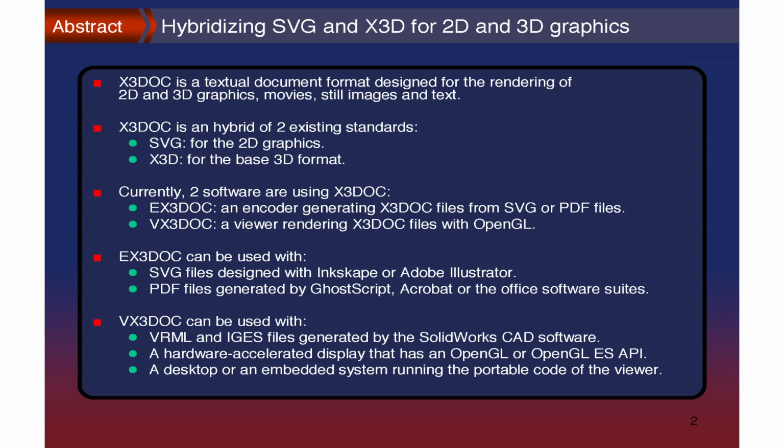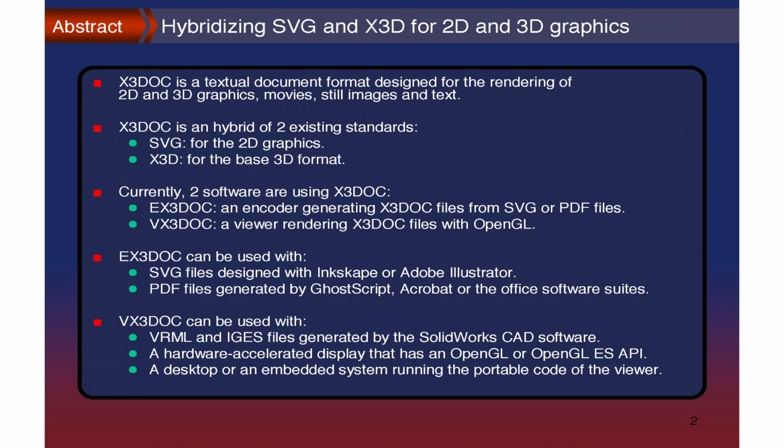So X3DOC is basically a textual format in XML, like SVG. It is based on X3D for the base data format, and on SVG for the two-dimensional graphics.